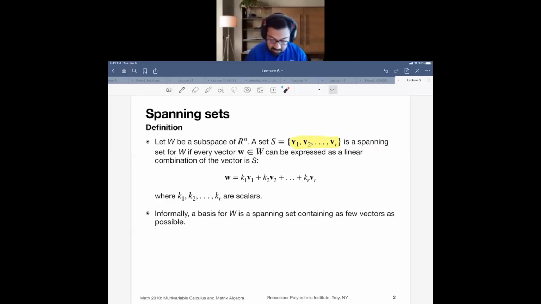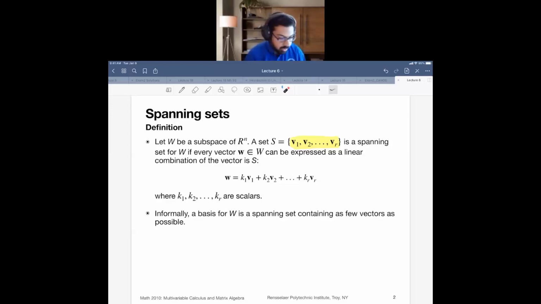What this informally means is the basis of W is going to be a spanning set that contains as few vectors as possible. As you can see over here, for this particular set of vectors there's no constraint, they are r vectors, and that is a spanning set. But for it to be a basis, it has to contain as few vectors as possible. What that essentially means is all these V1 through Vr should be linearly independent. If that is the case, then you can call that a basis.